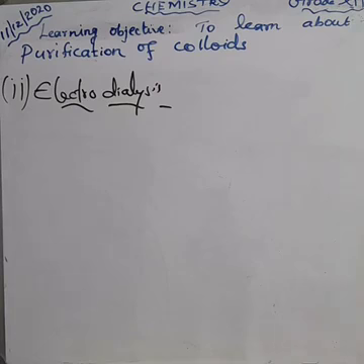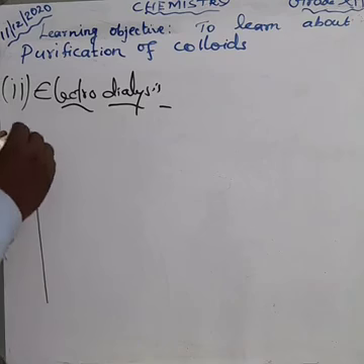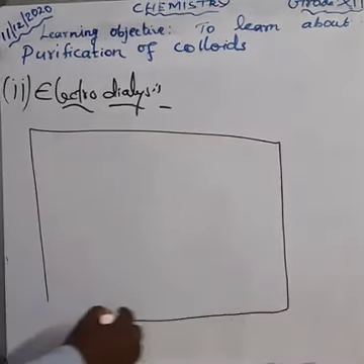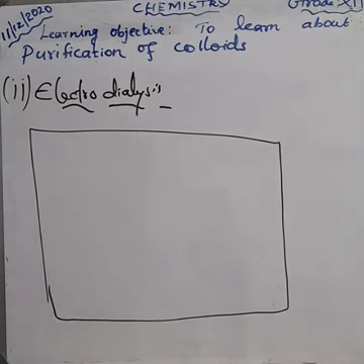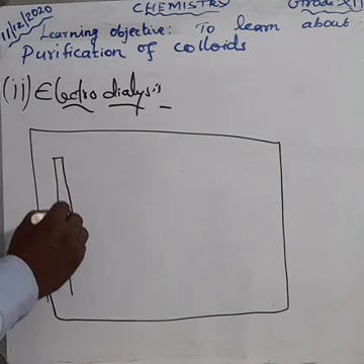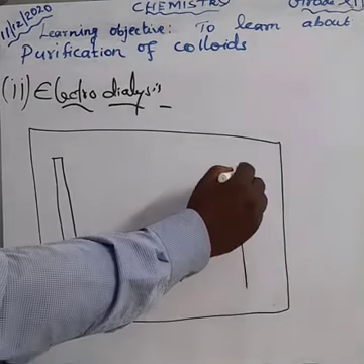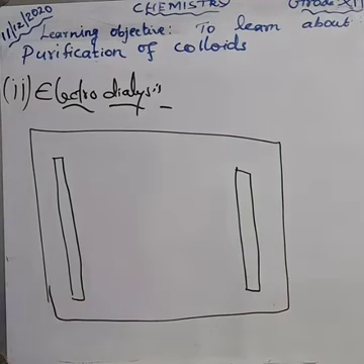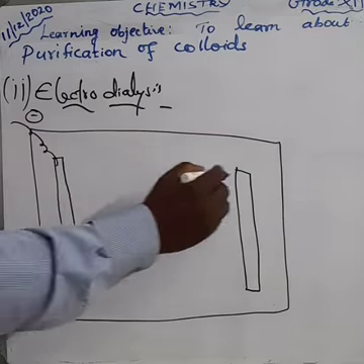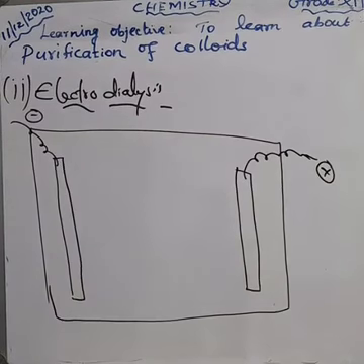Here we must draw the diagram. First we take two electrodes. Imagine this is a tank. Here we have two electrodes. This one is the cathode, with negative charge, and the other is the anode, with positive charge.